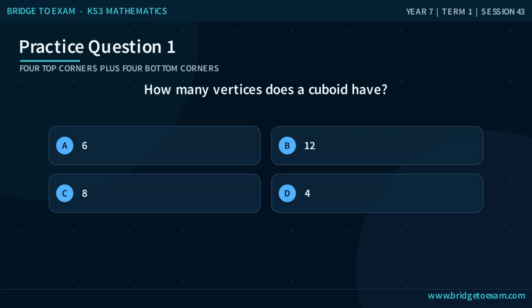Practice question 1. How many vertices does a cuboid have? Option A is 6. Option B is 12. Option C is 8. Option D is 4. Pause. Count 4 corners on the top and 4 on the bottom.